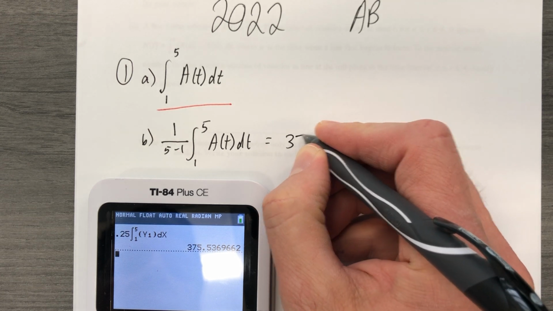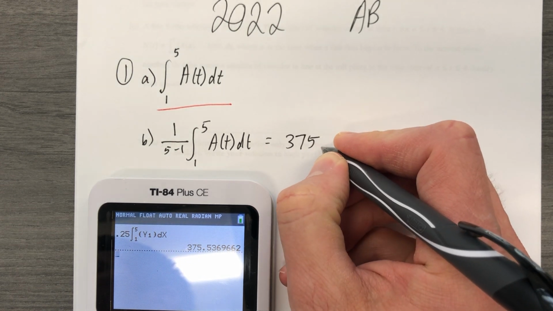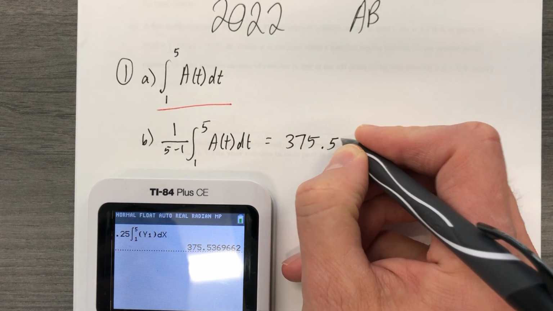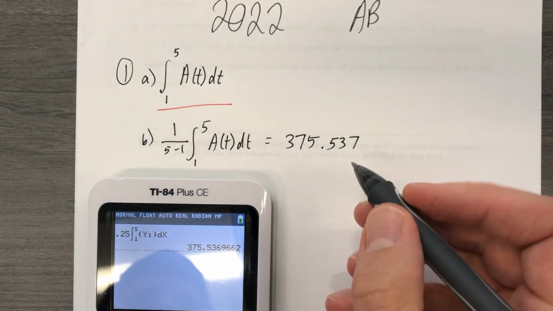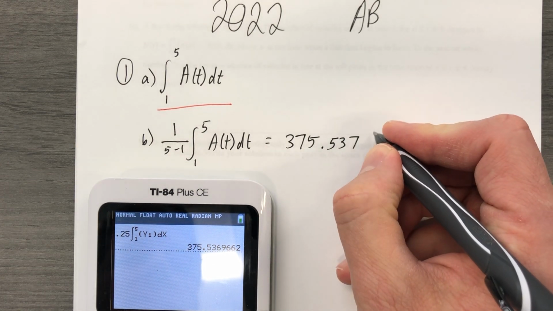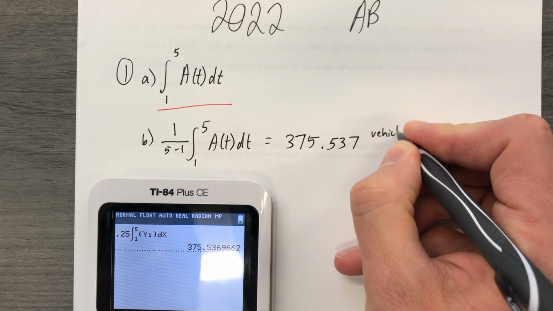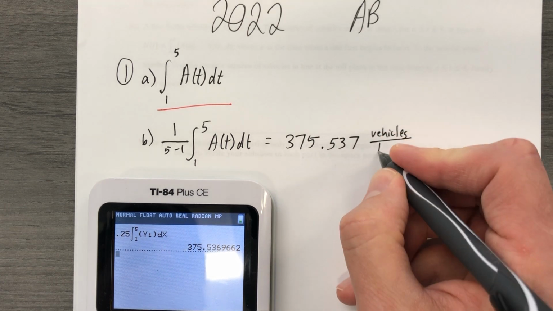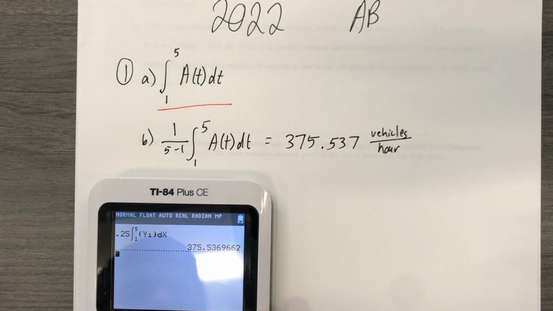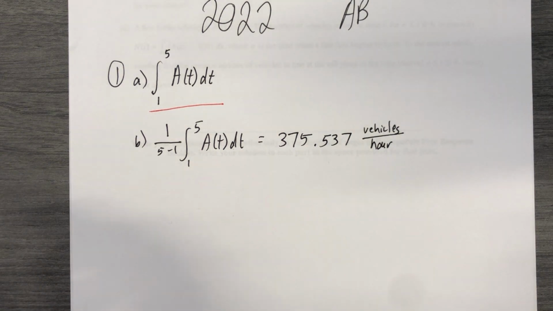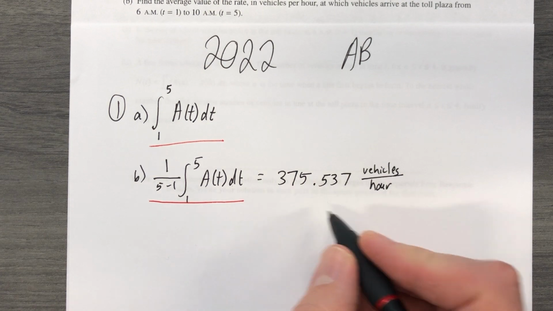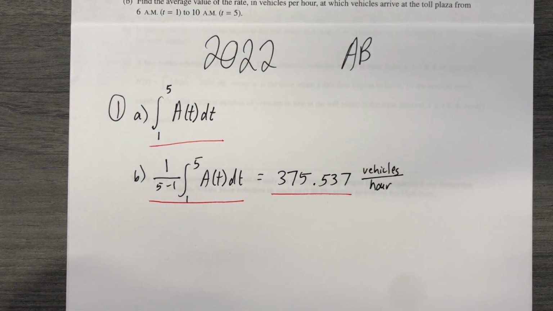So 375.537, always round to 3 decimal places. They'll also take 536, by the way. Vehicles per hour. They didn't ask you to write units, but always a good practice to do so. And let's go ahead and grade it. You're going to get a point for the setup, and you got a point for the actual answer.